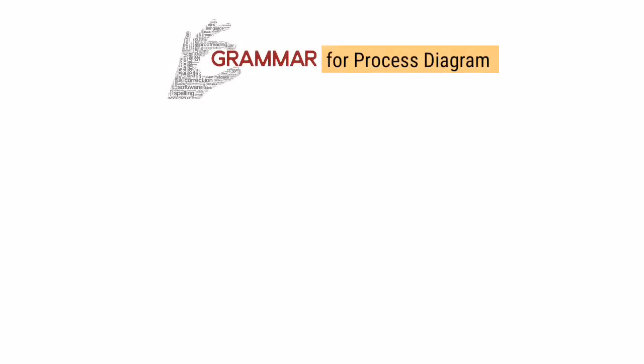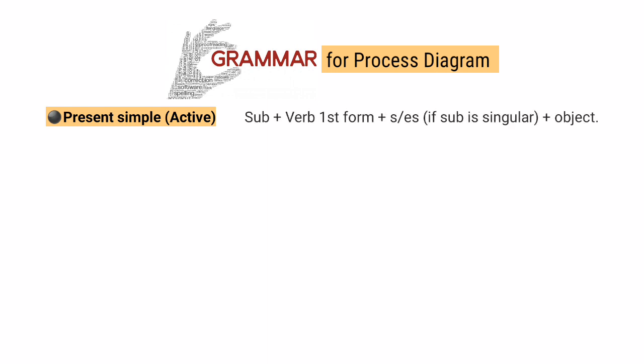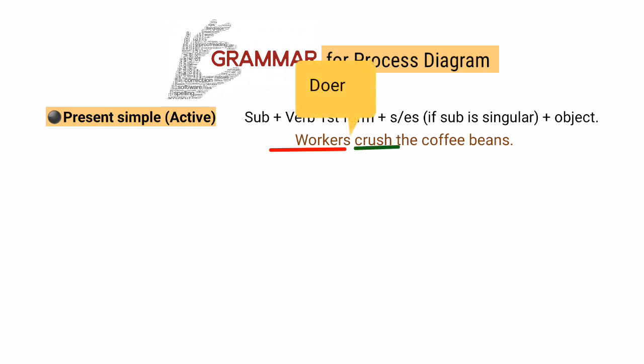The very first tense that you have to use is present simple active. You might have seen this structure: subject, then verb's first form plus s or es if the subject is singular, right? And then object. For example, I would write, workers crush the coffee beans. Here workers are the doer who are doing the action, that is crush, and coffee beans are the object, right?